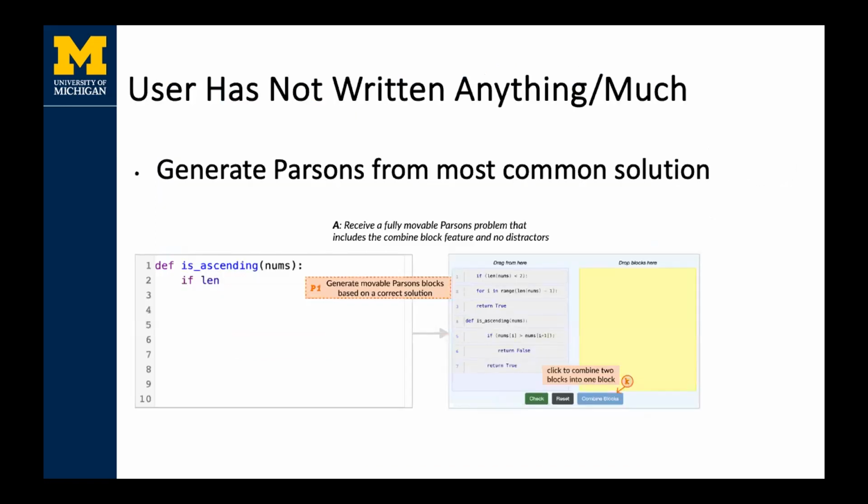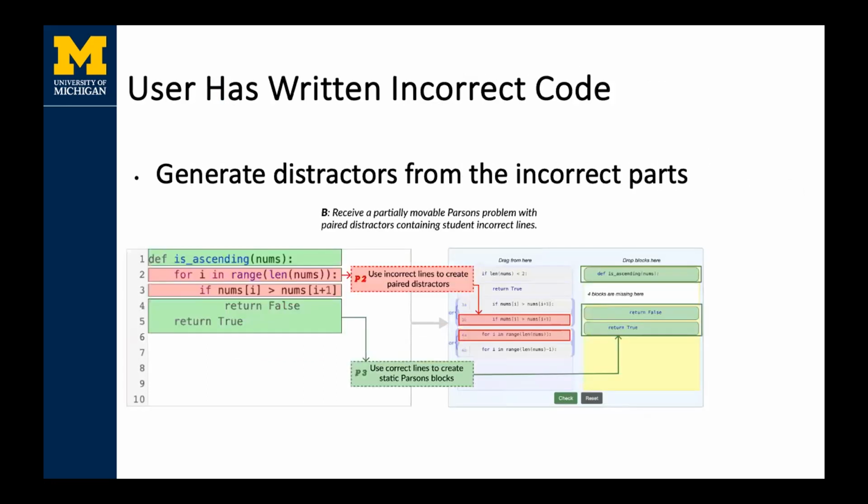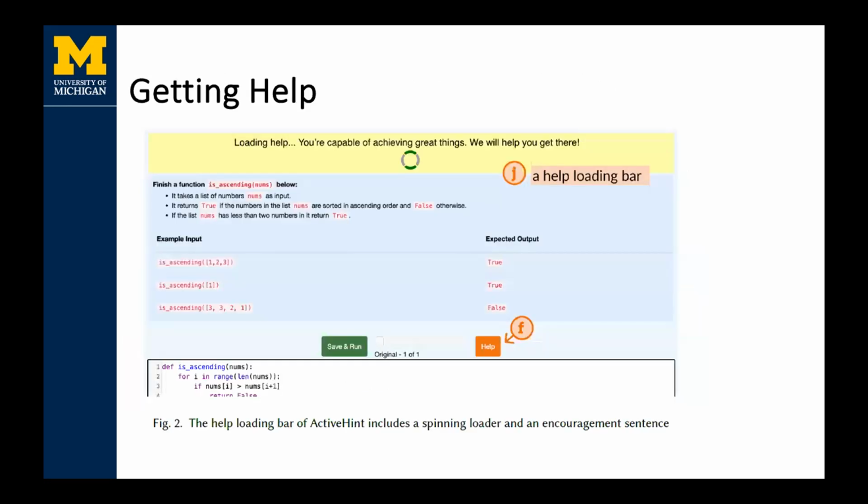So there's two options here. One is if they pop it up right away and they haven't really written anything or hardly anything, then we go ahead and serve them a Parsons problem made from the most common student solution. But if they have written things, then we use their incorrect code to create the distractors. When they want help, they just click this help button and it tells them loading help, with a little bit of motivation: you're capable of achieving great things, we can help you get there, to get them to wait. So far, the students' feedback was, okay, it takes a little bit of time, but they were still busy looking at the problem, so they didn't feel like it was wasted time.